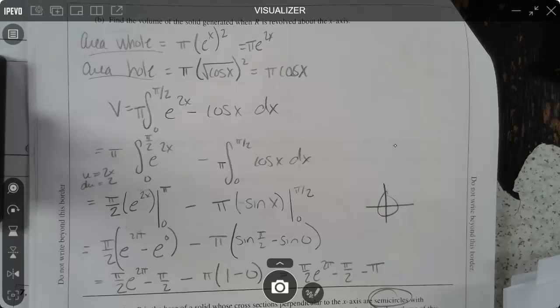1 point for the integrand, 2 points for the antiderivatives, and 1 point for the answer.